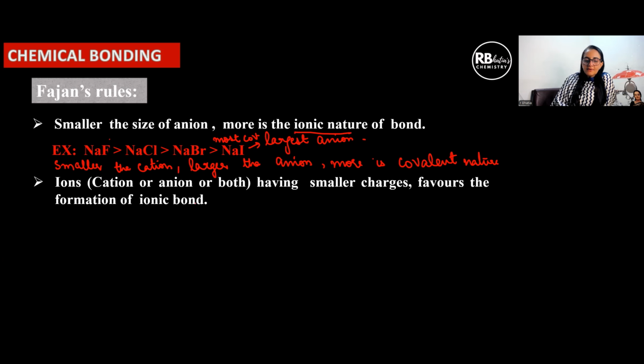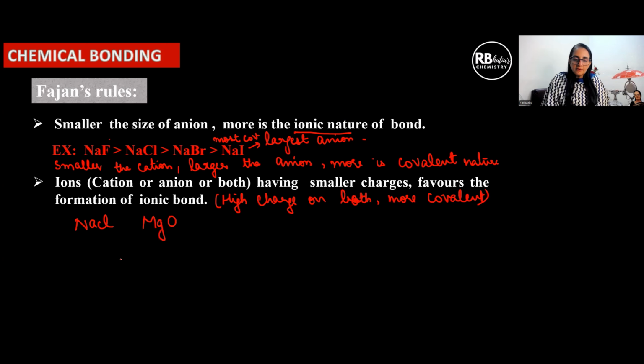Okay. And the second point says high charge on both cations as well as anions corresponds to more covalent character. For example, if I ask you sodium chloride or magnesium oxide, which is more covalent.